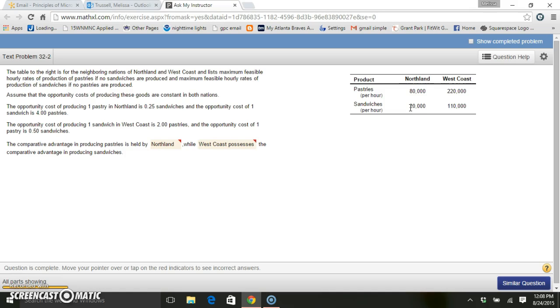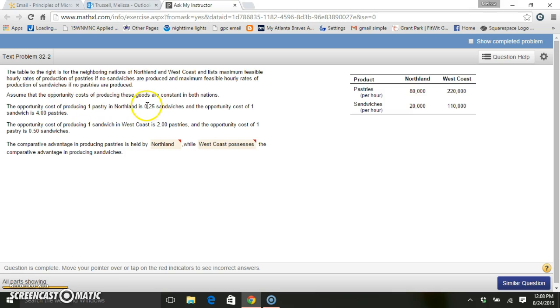So if we want to talk about the opportunity cost of making just one pastry, then we just divide. They gave up 20,000 sandwiches to make 80,000 pastries, so you divide 20,000 by 80,000, and you get 0.25 or 1/4. And that's how many sandwiches they give up for each pastry that they make. Okay, so that's opportunity cost. You've already done that in other homeworks, so hopefully that makes sense. And they tell you that in the problem.